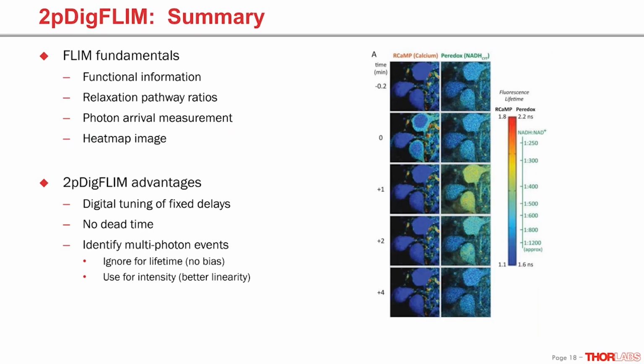So to summarize, 2-photon FLIM gives you functional information in samples that's not otherwise available from other methods. Different relaxation pathways can be measured with great precision. And our all-digital implementation has the additional advantage of high acquisition speeds as well as no dead time between measurement cycles. We can also provide a traditional intensity image, which is not typically available with TCSPC methods.